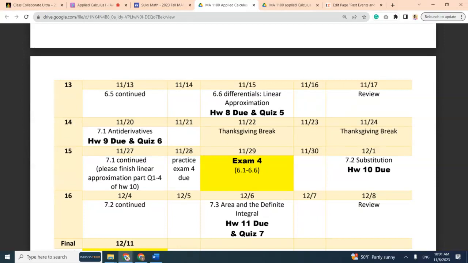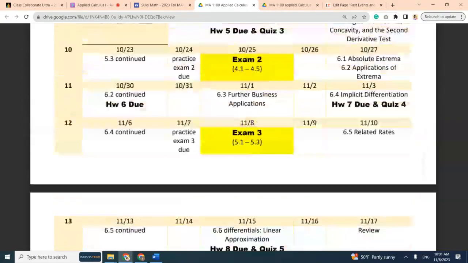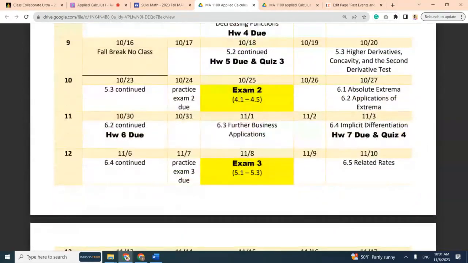Okay, everybody. Remember, I want everybody to pass this course so I can see all of you in spring Applied Calculus II. Okay, so the practice exam is due tomorrow midnight.